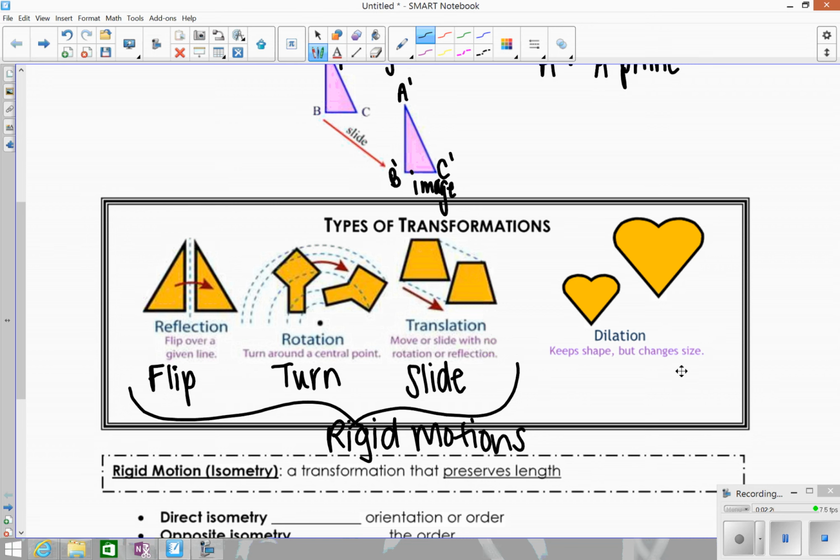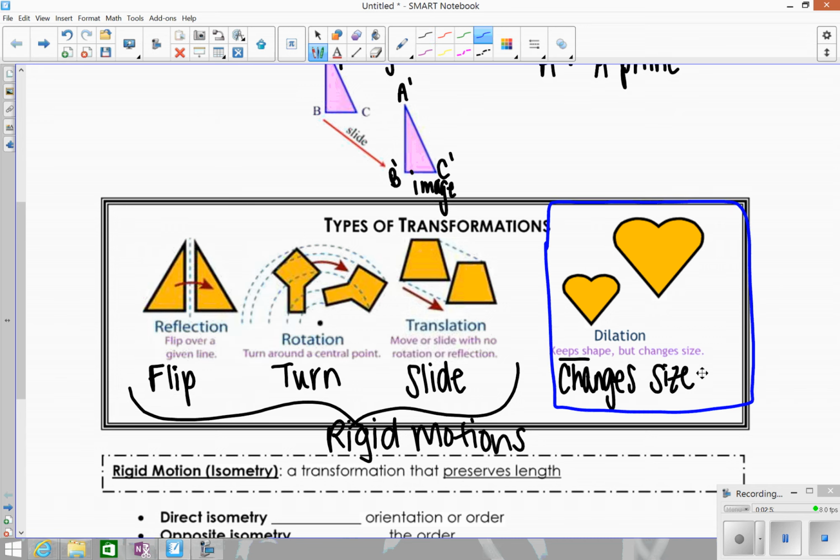And then over here, a dilation, this is changing the size of the figure. Since it changes the size, it means that the figures are going to be what we call similar. So they're going to be the same shape. If you look, it says keeps the same shape, but the size is going to change. It's either going to get smaller or it's going to get bigger. So this will not be a rigid motion. It changes size, but it keeps the shape. I'm not going to rewrite it because it's right here. But this would not be a rigid motion.